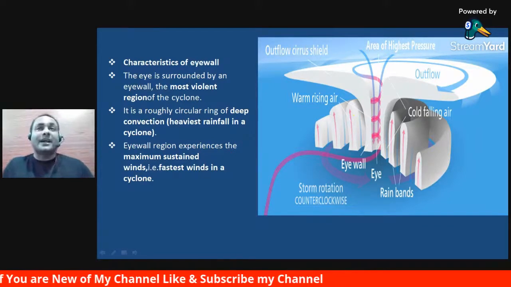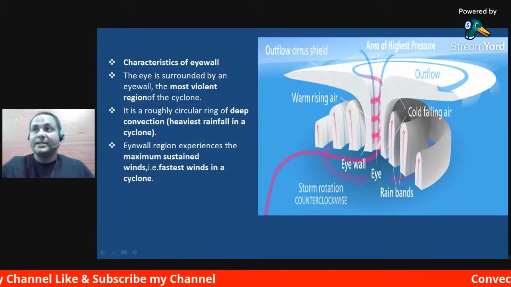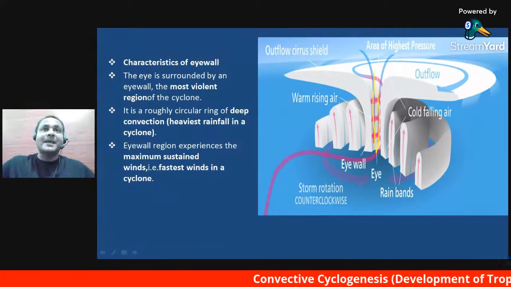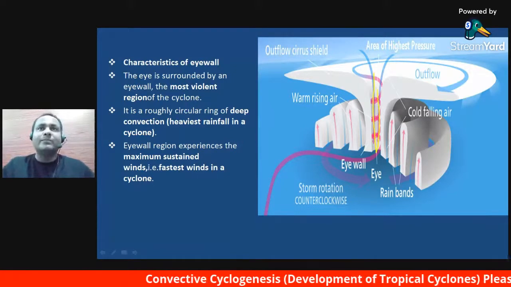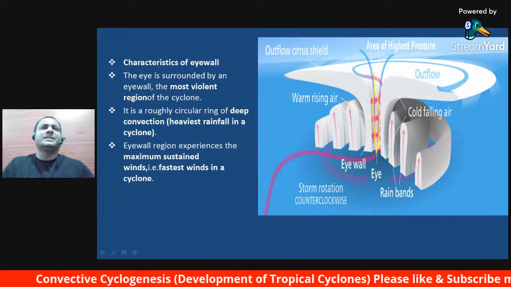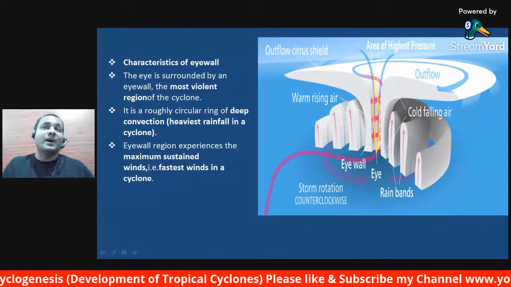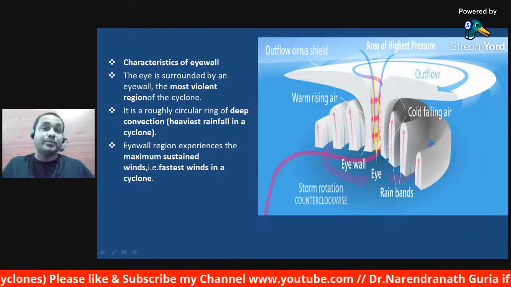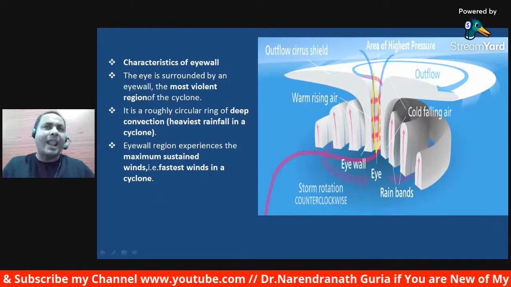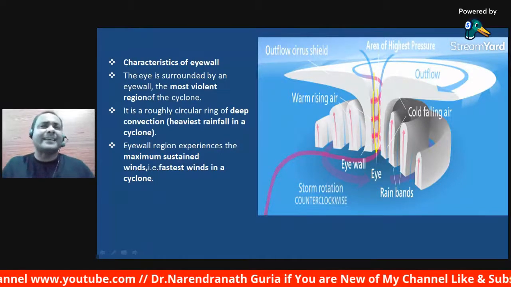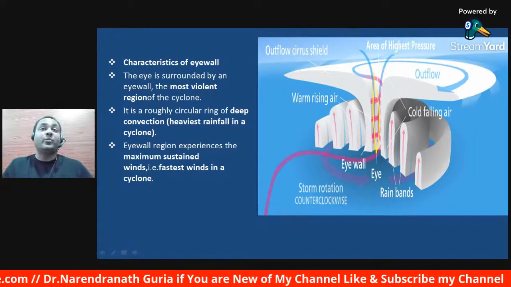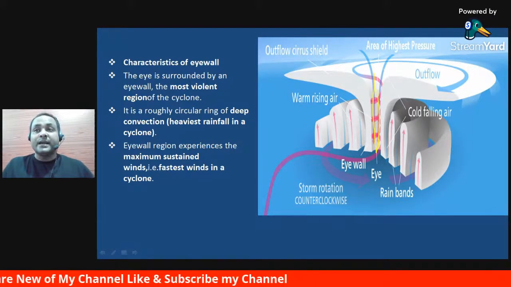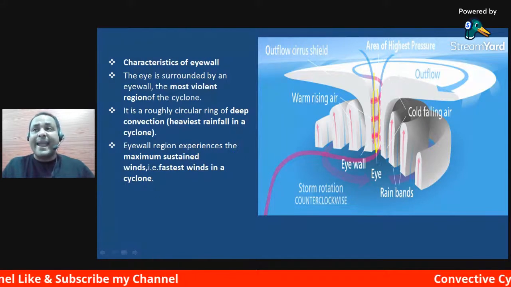Basically, the eye is surrounded by an eye wall. You see, they are surrounding this eye. The eye wall is the most violent region in the cyclone, a roughly circular ring of deep convection and the heaviest rainfall in the cyclone. Remember that the eye wall region experiences the maximum sustained winds and fastest winds in a cyclone. Very interesting.